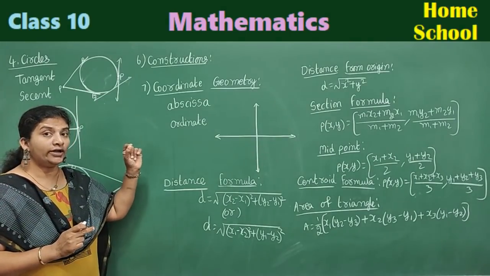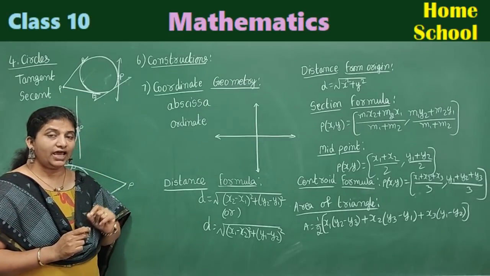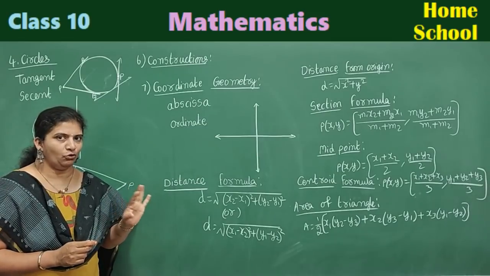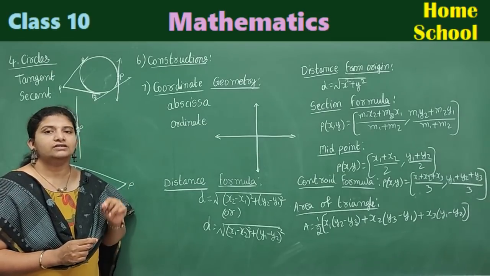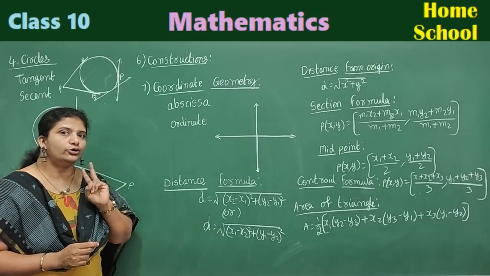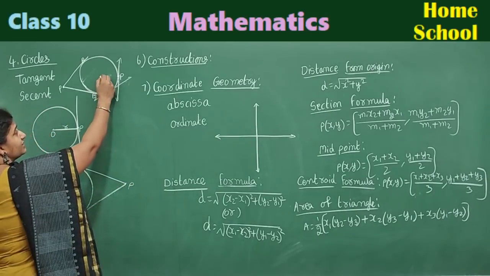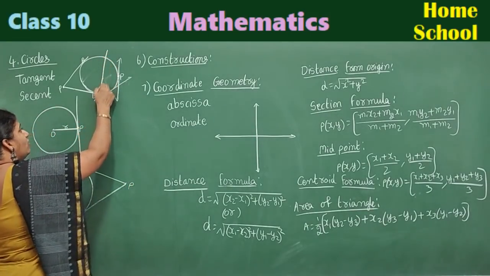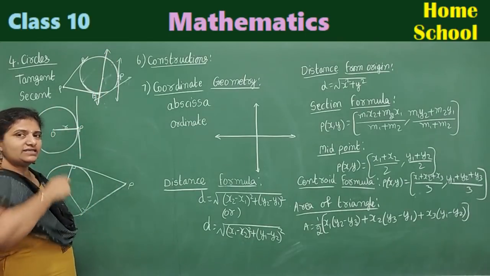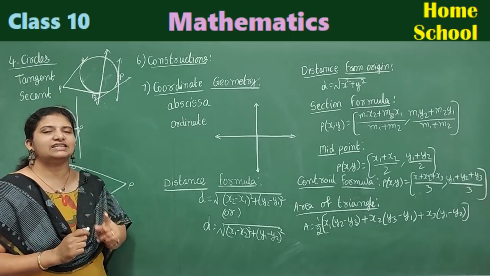Suppose the point is on a circle, how many tangents can you draw? Only one tangent. If the point is inside the circle, how many tangents can you draw? Zero. You cannot draw any tangents. If the point is outside the circle, you can draw two tangents. Suppose the point is inside the circle, then the line which passes through the point inside the circle, we call it a secant.